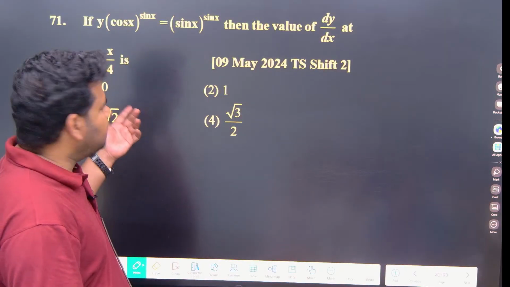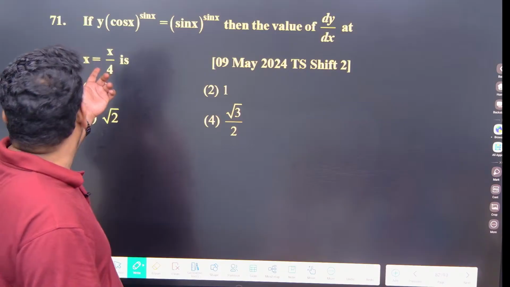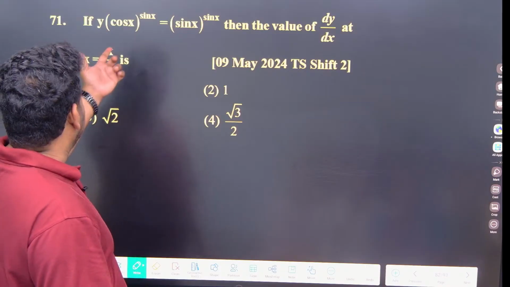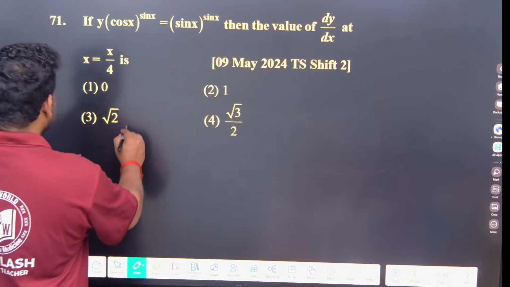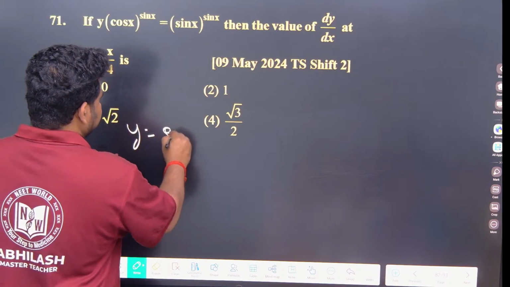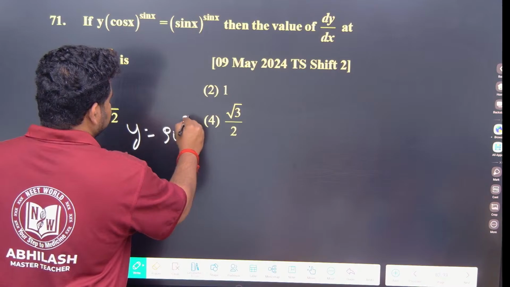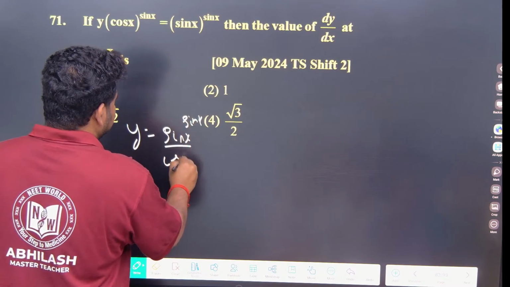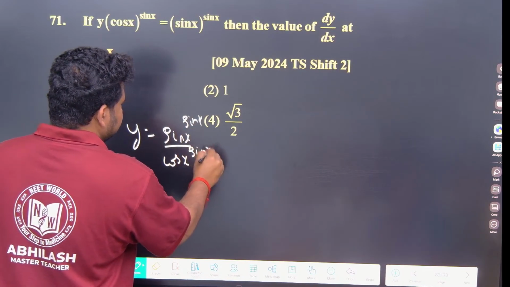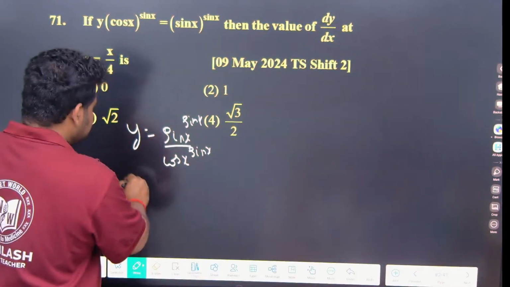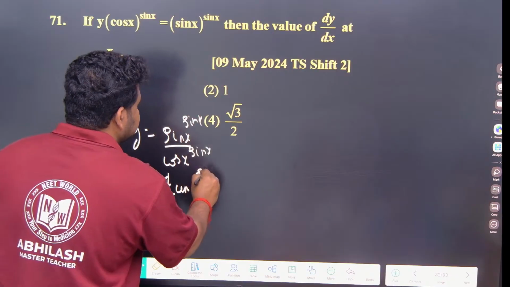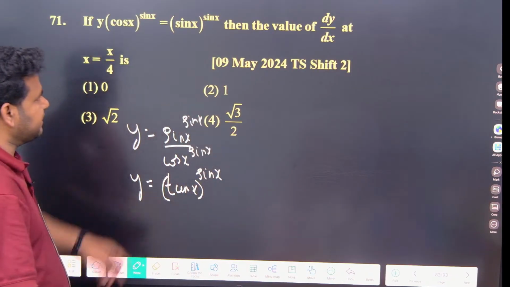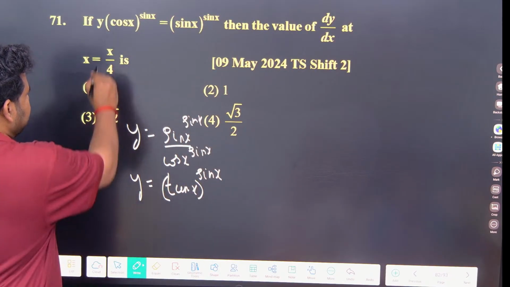So here they have given what? We will do one more question. Y into cos x to the power of sin x by sin x to the power of sin x. So I can write y as sin x to the power of sin x by cos x to the power of sin x. So sin x is the power in both numerator and denominator. So I can write y as tan x to the power of sin x. Correct? Now they are asking dy by dx at x is equal to pi by 4.